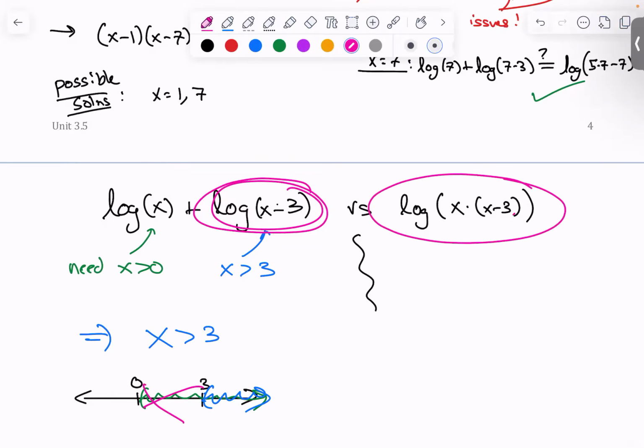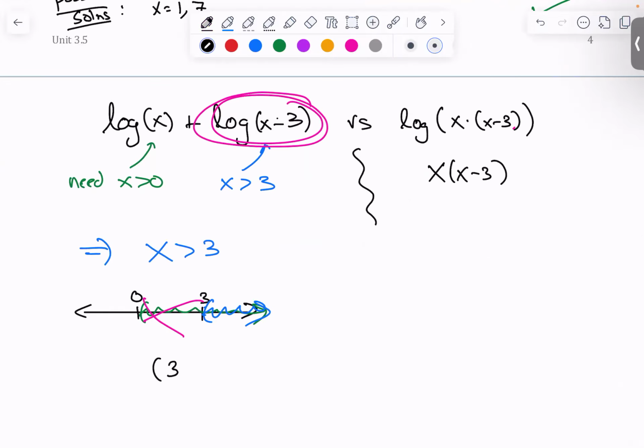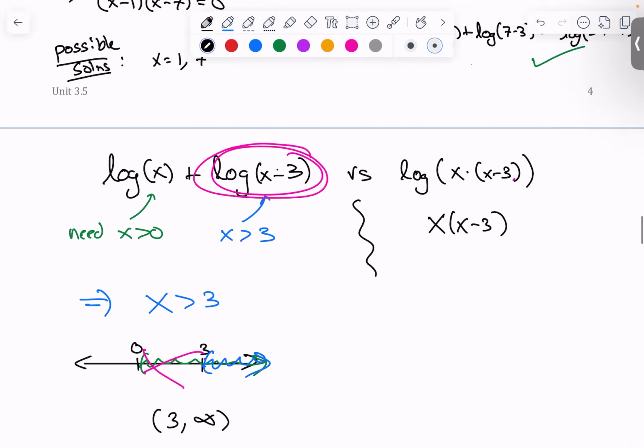Versus this one, its domain, if you solve x times x minus 3, so that's, by the way, the interval 3 to positive infinity. If you solve this inequality, that's a nonlinear inequality, right? And that has a solution of negative infinity to 0 union 3 to positive infinity.